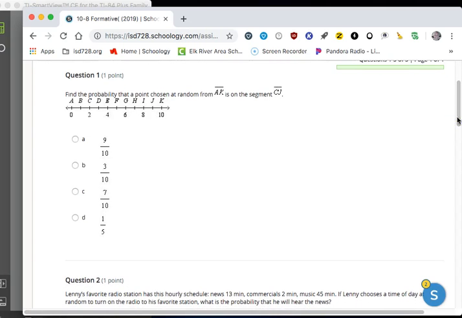Now this is probability of length. Find the probability that a point chosen at random from AK, so A to K. So AK is equal to 10 right now, is on CJ. And CJ is looking like 7. So CJ is equal to 9 minus 2, which is 7.